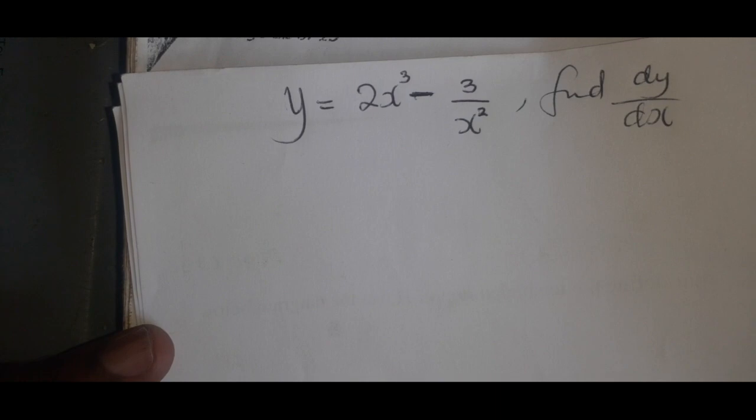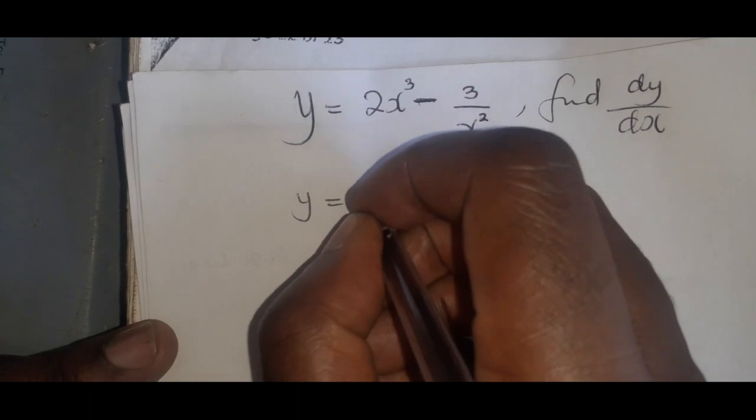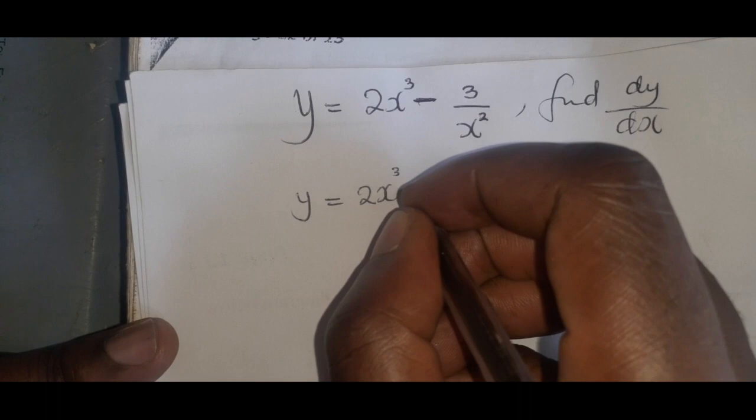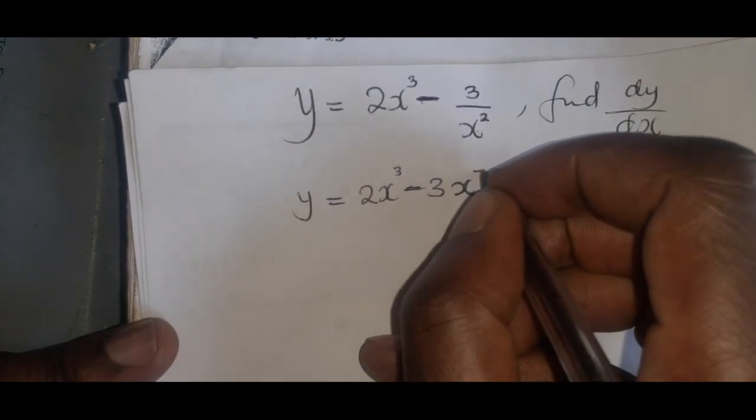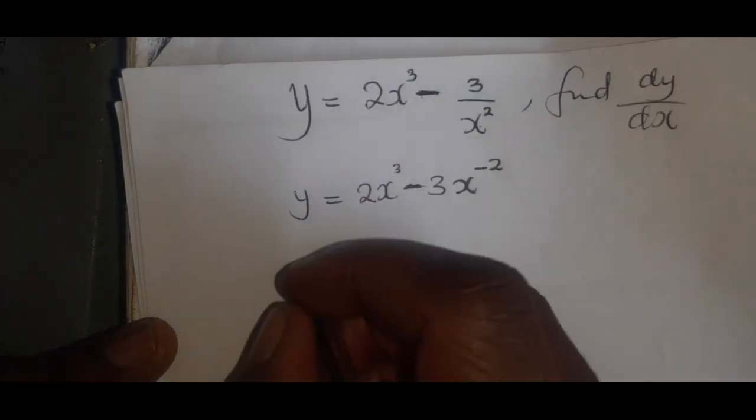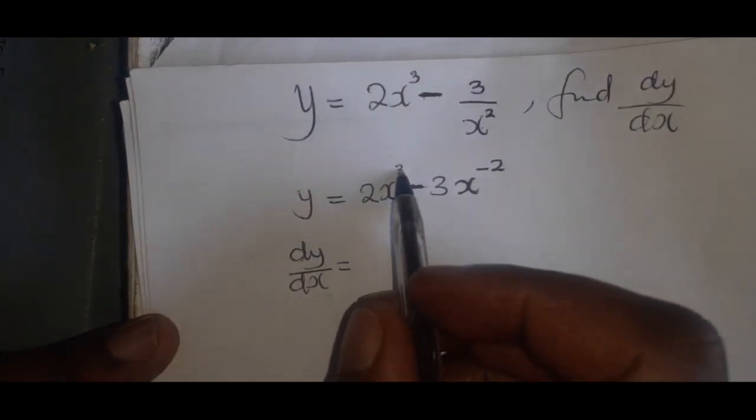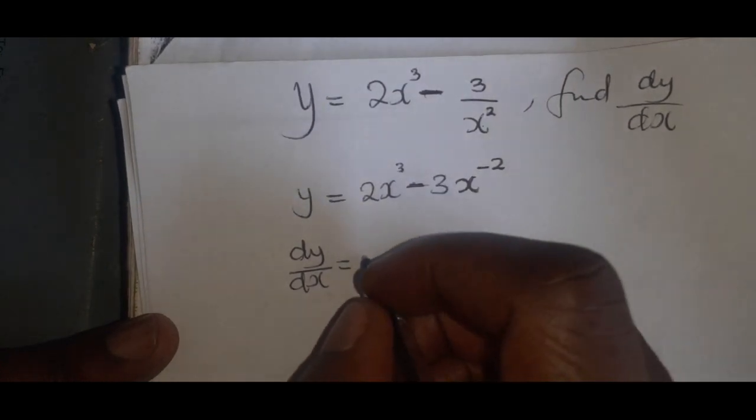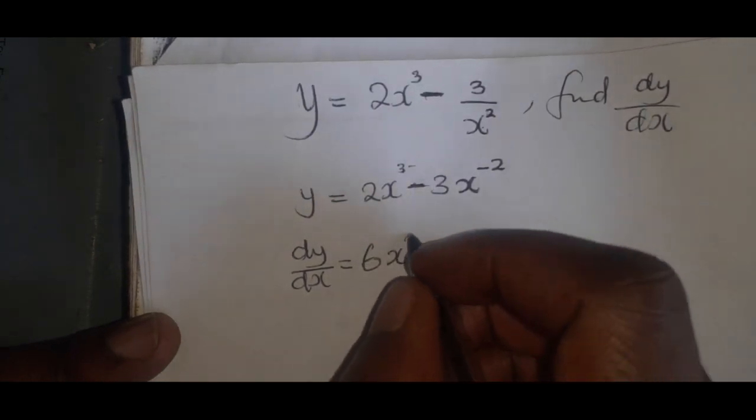So we want to find the derivative of this function. The first thing that we're supposed to do is to rewrite this part. When this one goes up, we get rid of the fraction part. So this will be like this. Now at this point, what is our dy/dx? We multiply this power, this index, by the coefficient here, we have 6. Then we subtract 1. When we subtract 1, what do we get? 2.